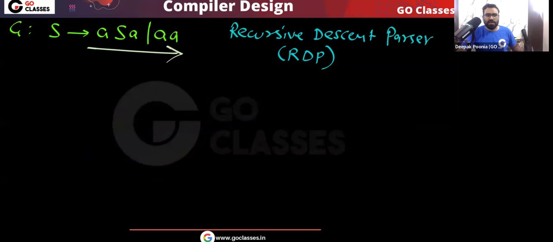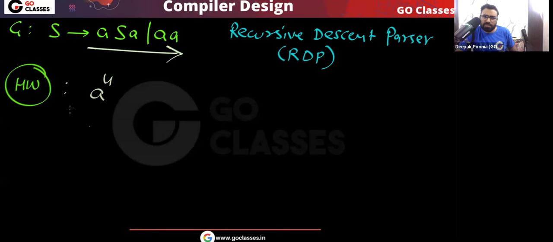Let's move on. Now let's see, what about a power 4, a power 6, a power 8? What about those? What do you think? So a power 4, I can give you as homework. You can try a power 4. Let me try a power 6. Some homework I am giving you: a power 4, a power 8. Actually, the recursive descent parser will be able to parse it. This is homework. Try and see.